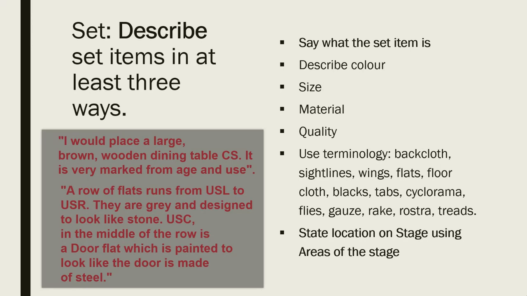Here's a slightly longer answer for a bit more of an elaborate set description. So a row of flats runs upstage left to upstage right. They are grey and designed to look like stone. Upstage centre in the middle of the row is a door flat, which is painted to look like the door is made of steel. So again, we're using appropriate vocabulary because we're talking about flats, we're using areas of the stage, we're talking about the colour of the object, we're talking about how they're designed to look like stone, and we also have the idea that other parts are made to look like steel. So they're not made of steel, but they have been painted to look that way. So it's very clear what this set looks like and how that's been constructed.